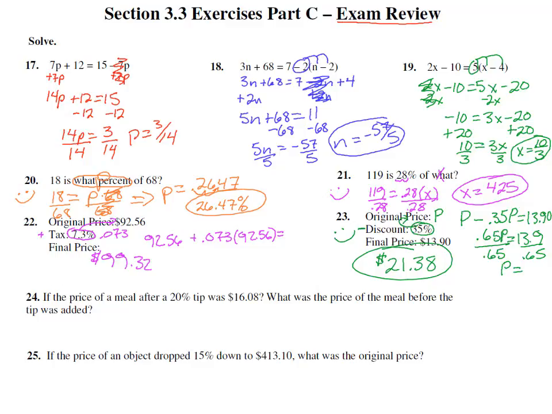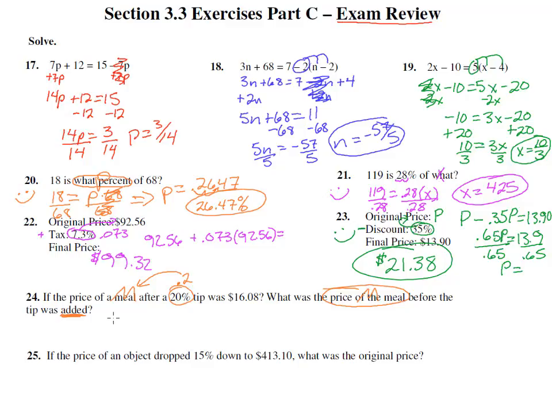Number 24. If the price of a meal after a 20% tip was $16.08, what was the price of the meal before the tip was added? So we're looking for the price of the meal. Let's use a variable M. So the price of a meal had a 20% tip, so we're going to do 0.20 times what? Well, always times the original. And it was added. A tip on the meal was added.